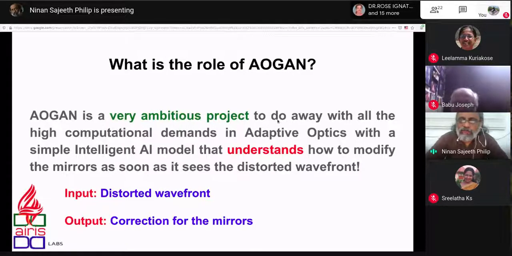Now, what are the inputs we have? We have the input, which is a distorted wavefront coming from the sky. And as output, we have the correction for the mirrors. Because we have these mirrors there, we need to apply corrections to them. We have to do the computations from the distorted wavefronts, which is the earliest we can get, and make these corrections on the mirrors so that we get a sharp image.